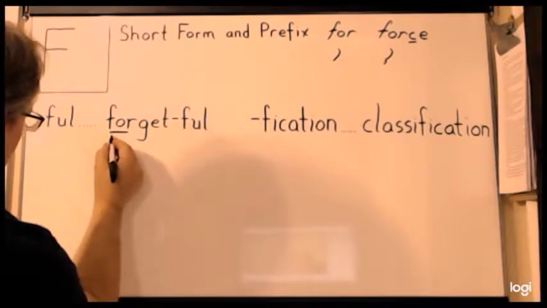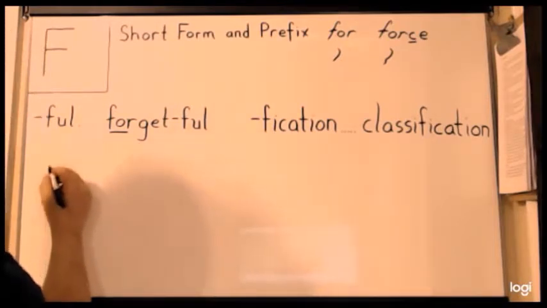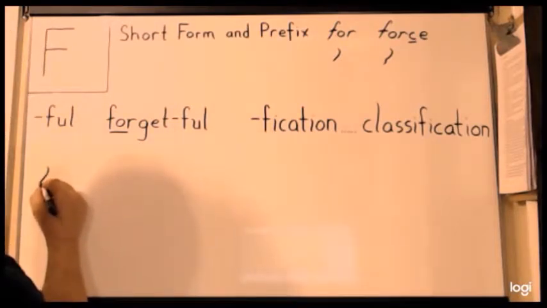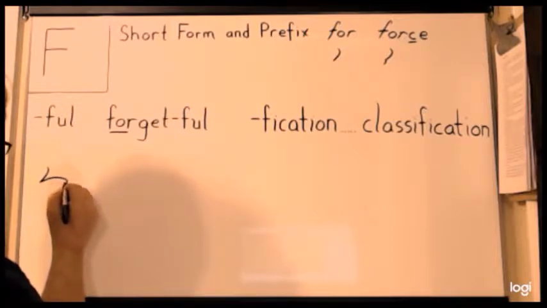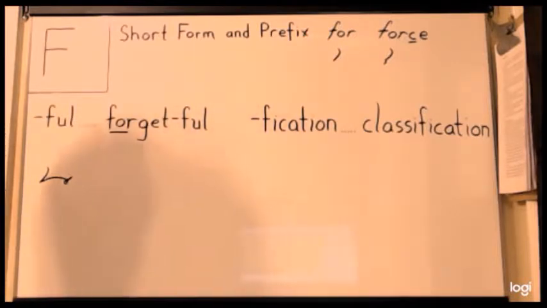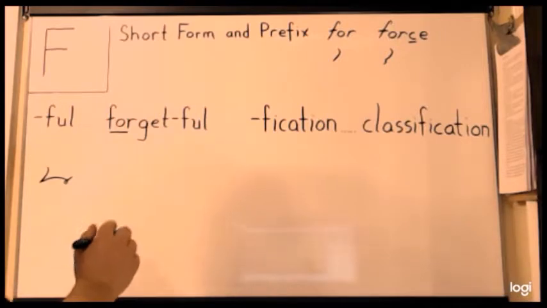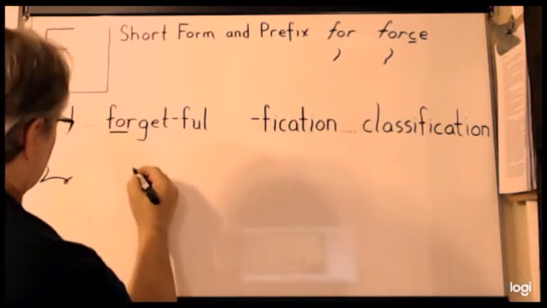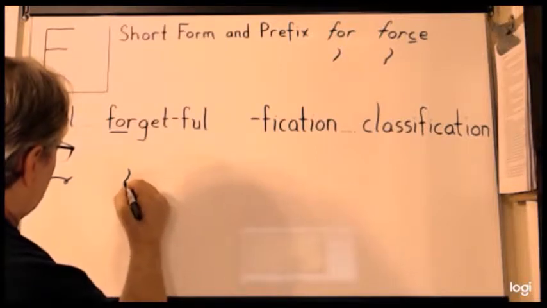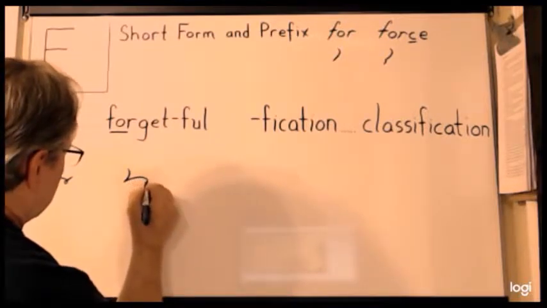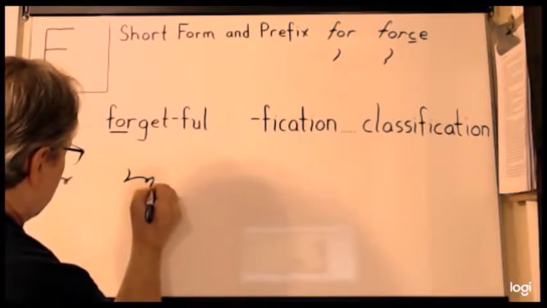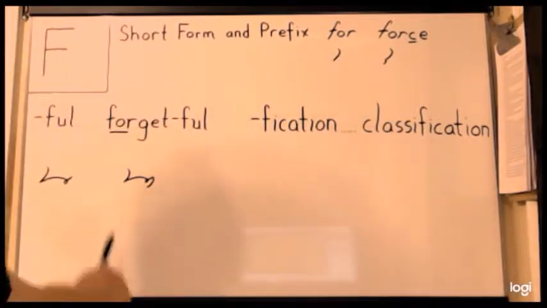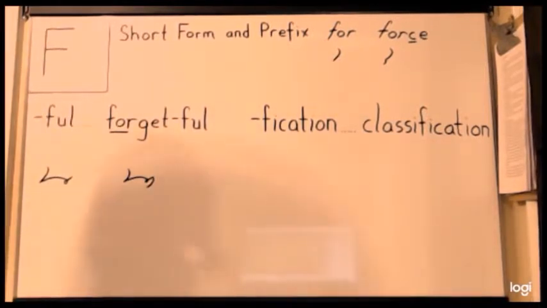Now for for, we're still just going to write the letter F and then get, G-E-T. For forgetful, we're just going to add the letter F on the end of this. So it's going to be F, G, E, T, and then the letter F at the end for forgetful.